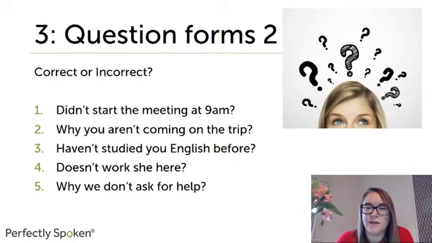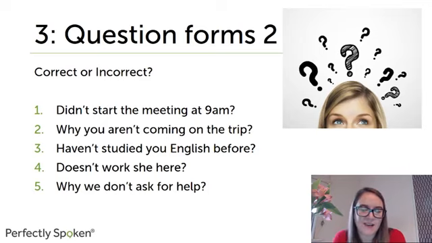Number 1, didn't start the meeting at 9 a.m. Number 2, why you aren't coming on the trip? Number 3, haven't studied you English before. Number 4, doesn't work she here. And number 5, why we don't ask for help. And what do you think? Are these correct or incorrect? Pause the slide and consider your answer.